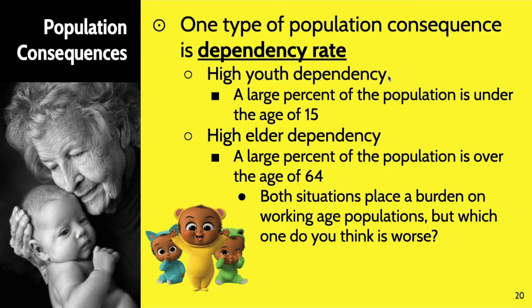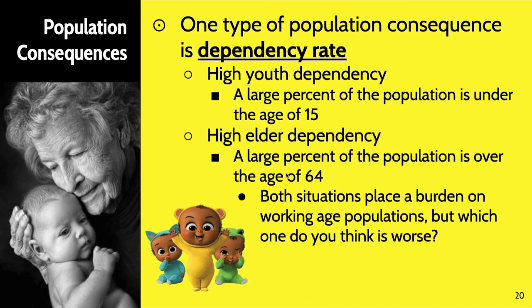Two more consequences. Very last thing for this video lecture. Two other consequences of population are dependency rates. One is called high youth dependency. One is called high elder dependency. If there's a high youth dependency, it means that the population of people under the age of 15 is really, really a large percentage of the entire country's population. So there's a huge bulk of young people that need to be provided for.